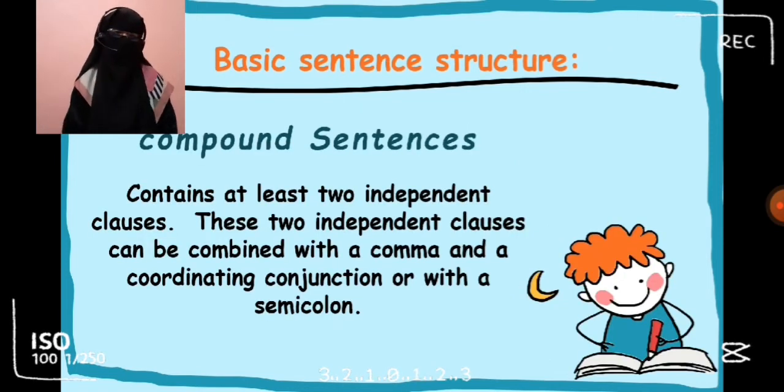A compound sentence joins together two or more independent clauses into a single sentence. You can connect the independent clauses in two ways. The first one, using a comma and a coordinating conjunction between the clauses. The second one, using a semicolon.